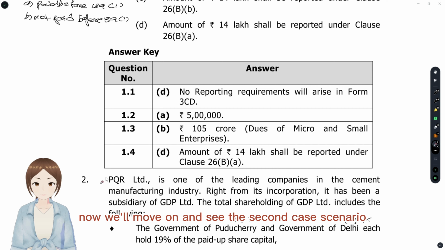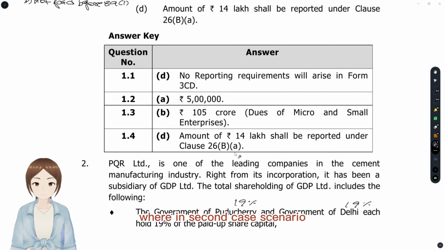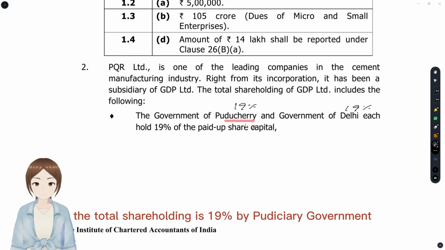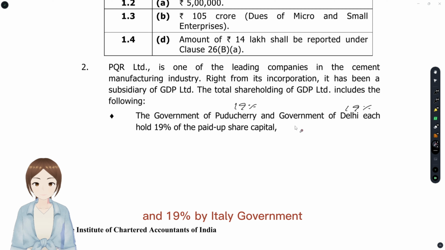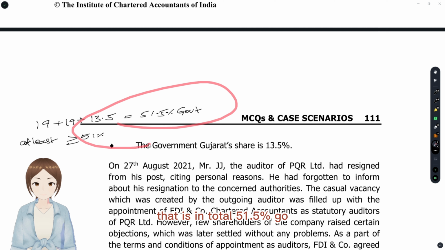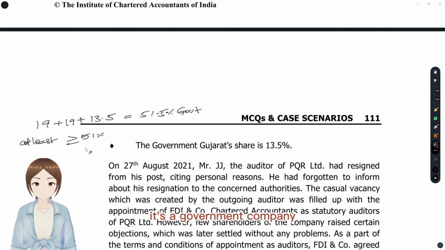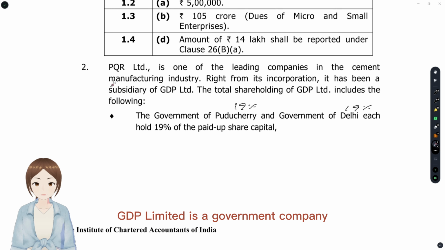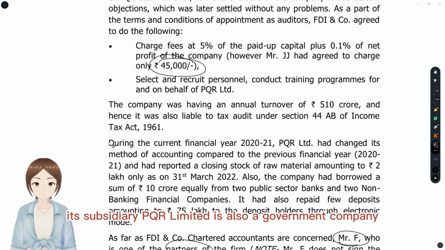Now we'll move on and see the second case scenario. In the second case scenario, PQR Limited is a subsidiary of GDP Limited, where in GDP Limited the total shareholding is 19% by Puducherry government, 19% by Delhi government and 13.5% by Gujarat government. That is in total 51.5%. It's a government company, because in a government company at least 51% has to be government shareholding. Since GDP Limited is a government company, its subsidiary PQR Limited is also a government company.